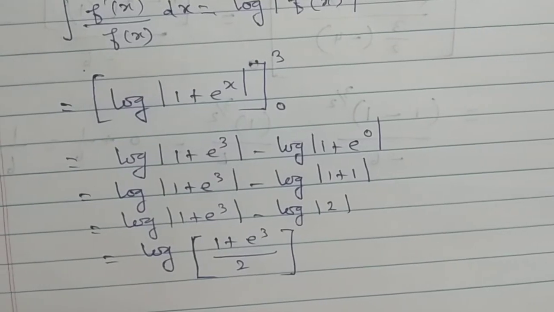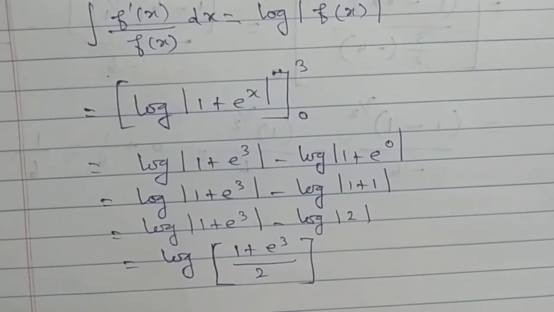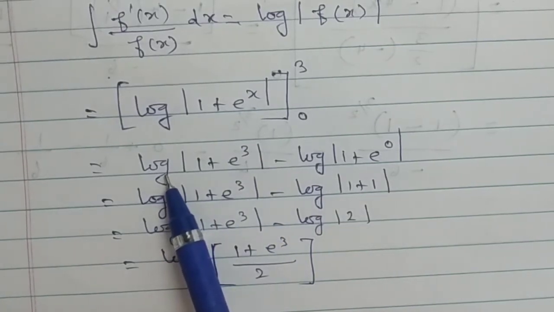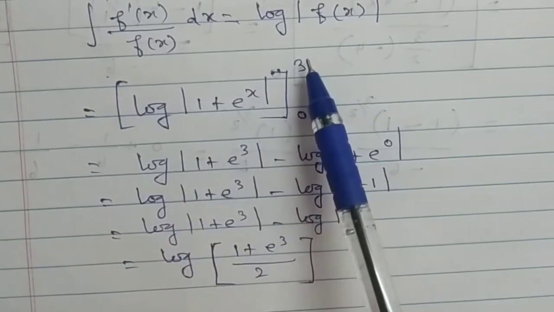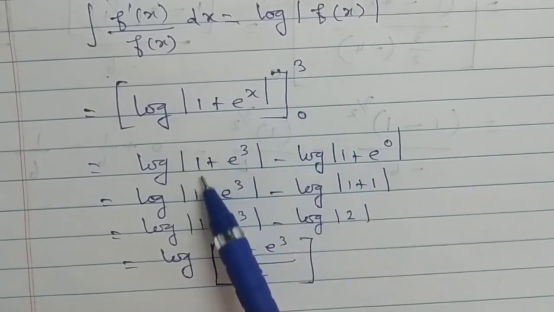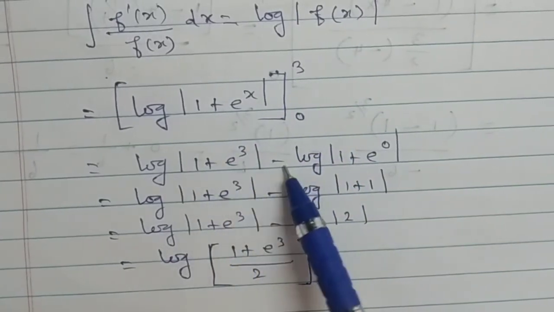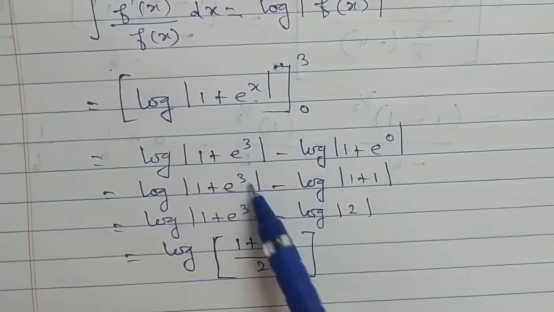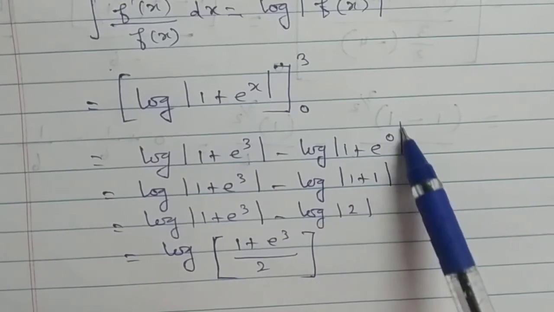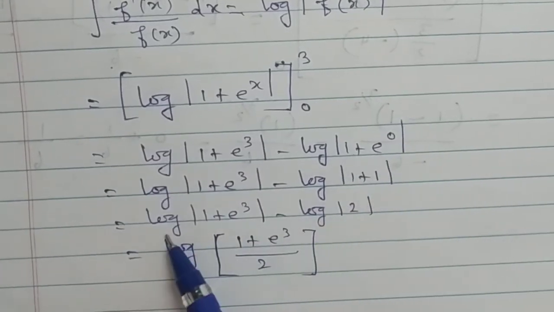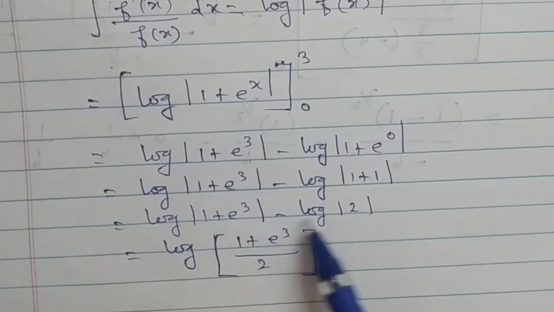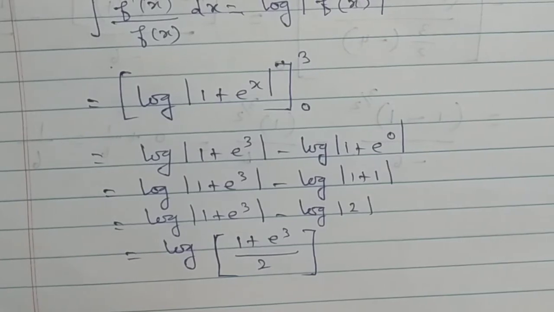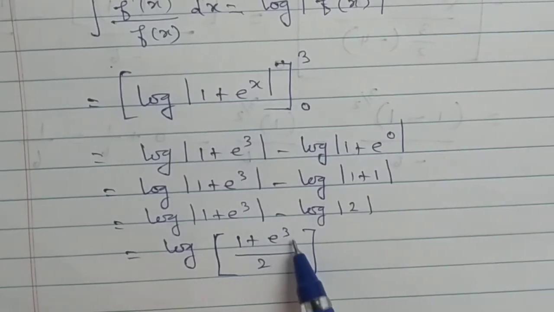Next, apply the upper limit and lower limit: upper limit minus lower limit. The upper limit value is 3, so log of 1 plus e power 3, minus log of 1 plus e power 0. The value of e power 0 is 1, so log of 1 plus 1, which is 2. So log of 1 plus e power 3, minus log 2.